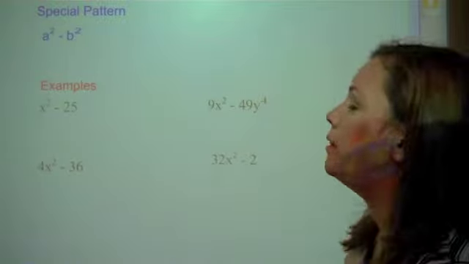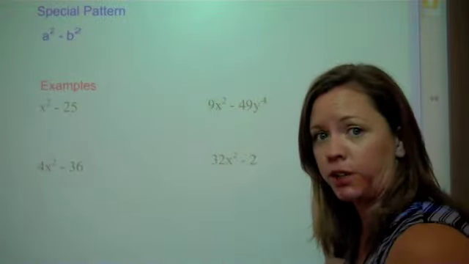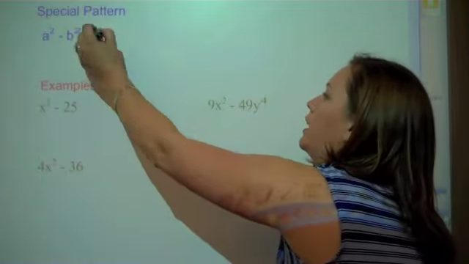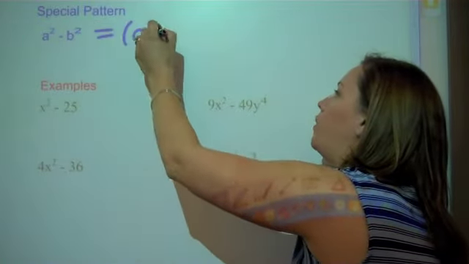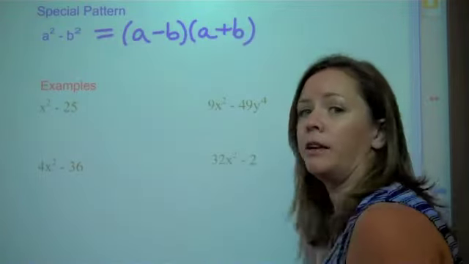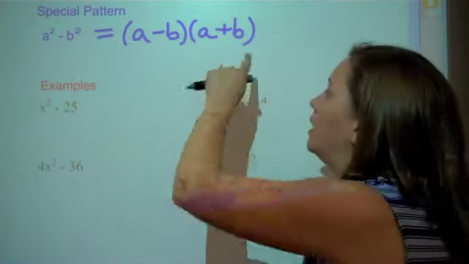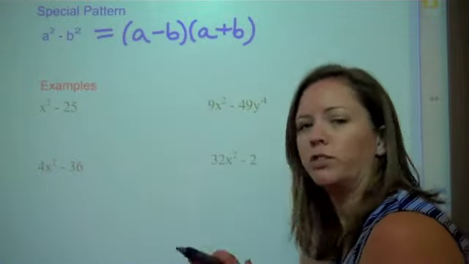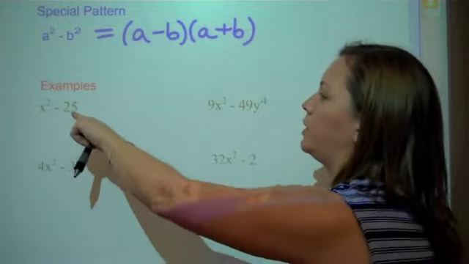Okay, last thing with factoring techniques is this special pattern of a squared minus b squared. A squared minus b squared always factors to a minus b times a plus b. And that's a really handy formula to just know and memorize. It's going to pop up year after year after year in your math classes. So let's look at a couple examples.